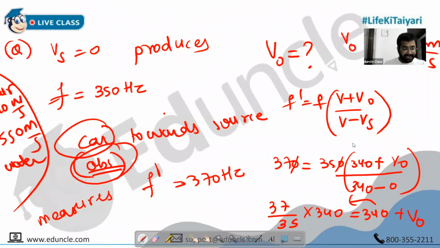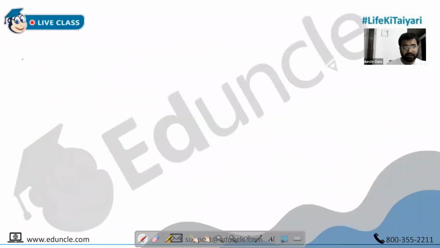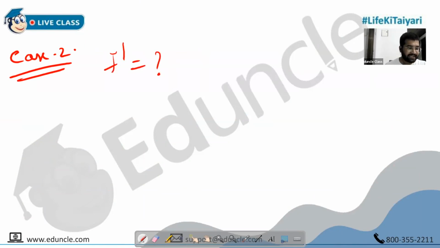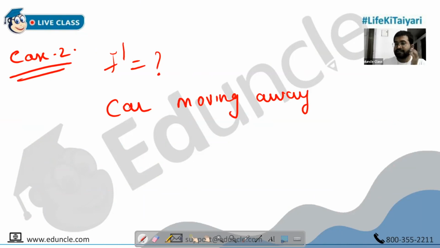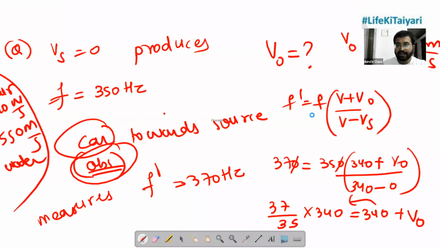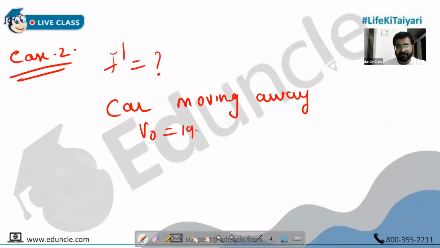Next. Now, the same question is continued. What will be the frequency of sound now in the second case? Case 2. What will be the frequency of sound as measured by the observer? So F dash in the second case they are asking. If the car moves away, now the car is moving away, people, with the same speed, so the speed you have found out. What is the speed of the car? 19.42.